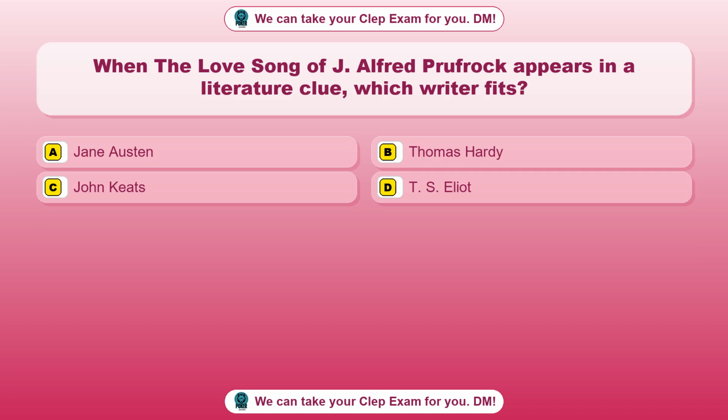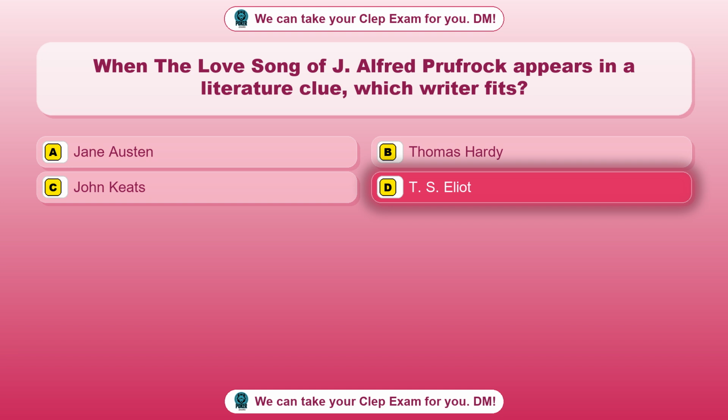Question 49. When The Love Song of J. Alfred Prufrock appears in a literature clue, which writer fits? Option A, Jane Austen. Option B, Thomas Hardy. Option C, John Keats. Option D, T.S. Eliot. The correct answer is option D, T.S. Eliot.